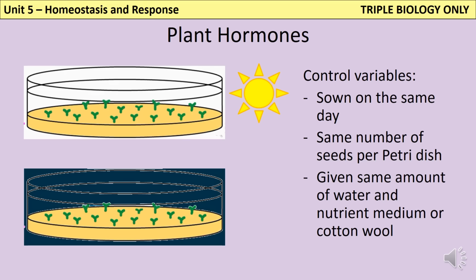It's important to control variables, such as using the same species of seed, usually mustard or cress, sowing them all on the same day, making sure that there are the same number of seedlings in each petri dish, and giving them the same amount of water and either a nutrient medium or cotton wool.